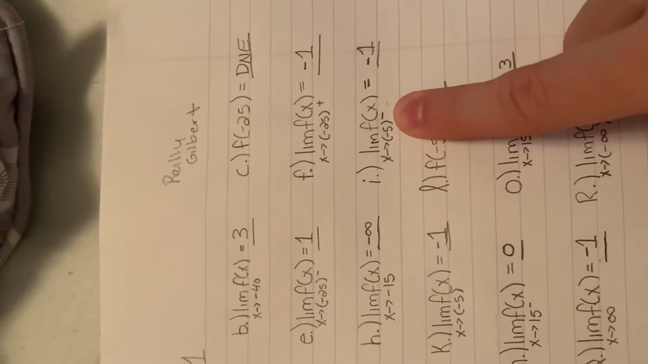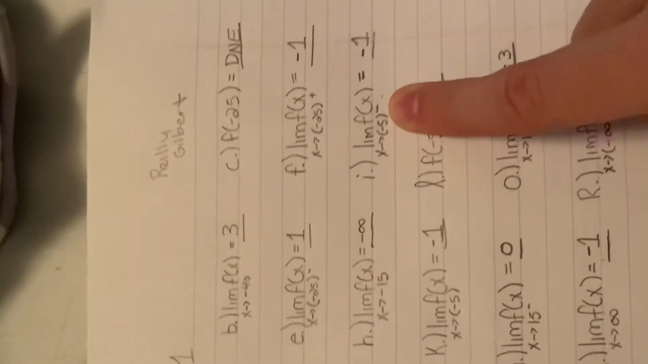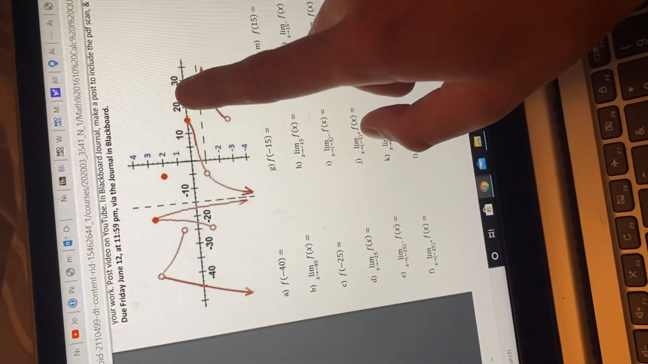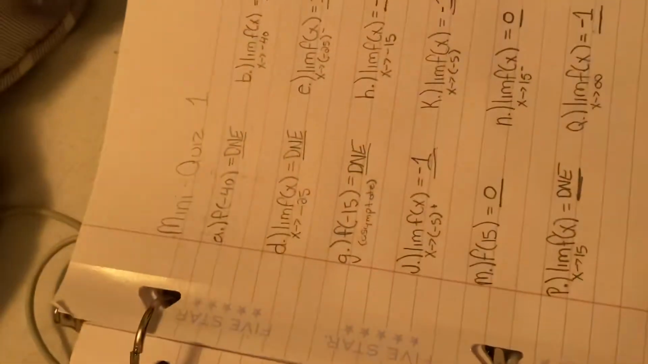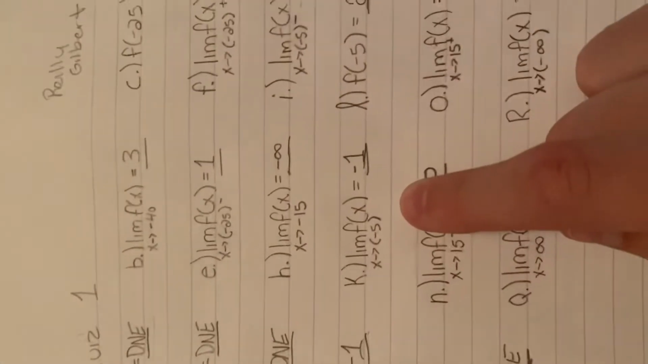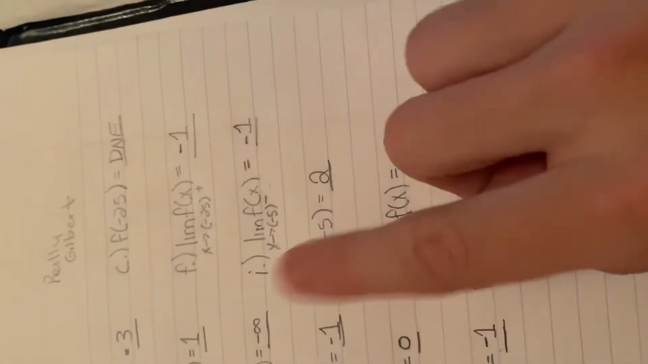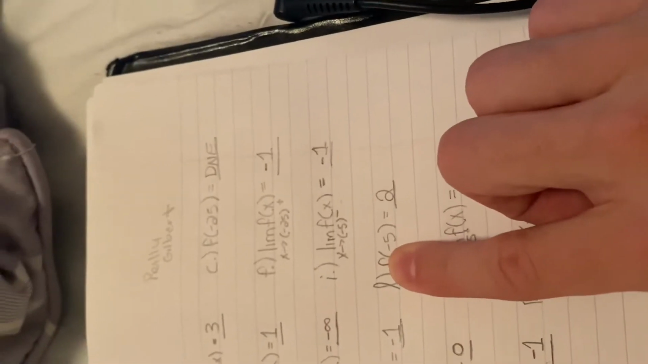So where it approaches -5 from the left, the answer is -1. You can see this because the lines of the graph run as you approach, and you get -1. The same when you approach it from the right side here. It goes to the same -1 point. And that means the limit for -5 in general, the two-sided limit, is -1 as well. For L, F at -5, it's 2. You can see this because there's a solid point at 2, but it's open at -1.